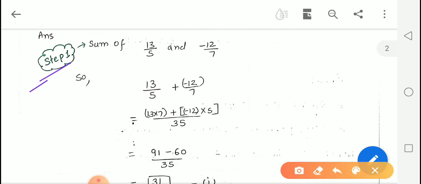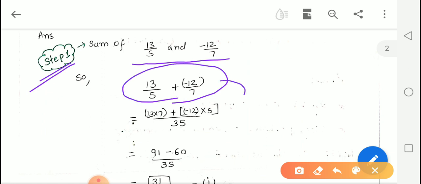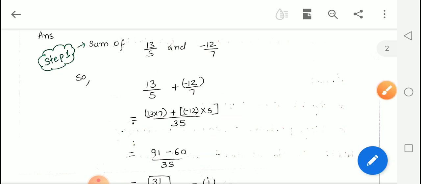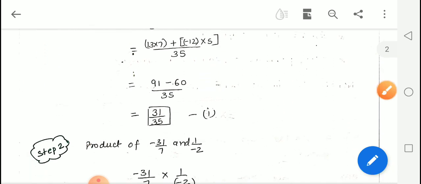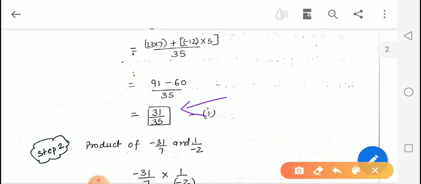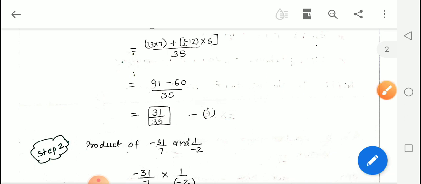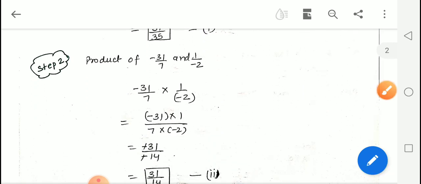Our step number one is the sum of 13 upon 5 and negative 12 upon 7. This is the equation form. We will add this like in the addition we have done, and we will reach this step, and this is the answer of the sum, 31 upon 35. We will give this as the first equation. Now we will do the second step.